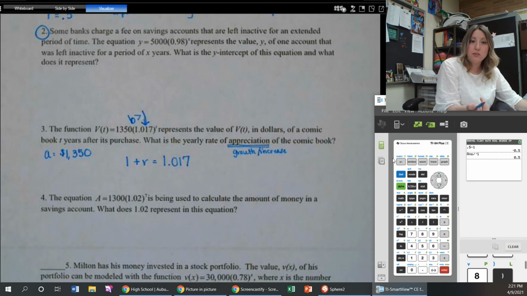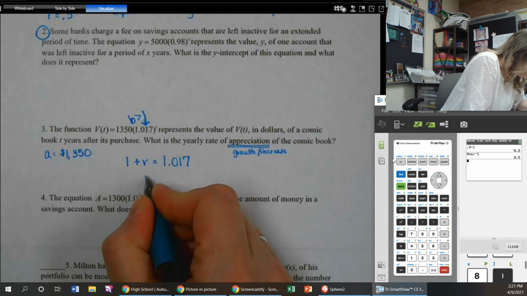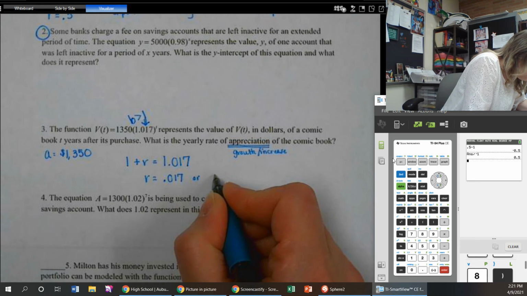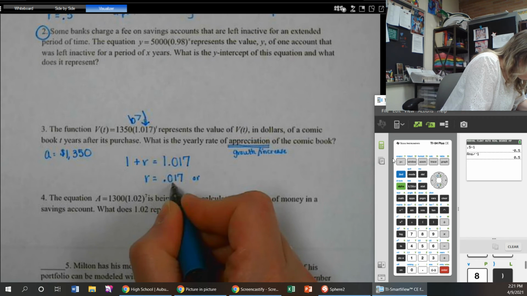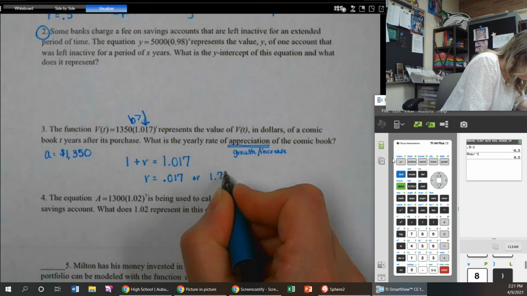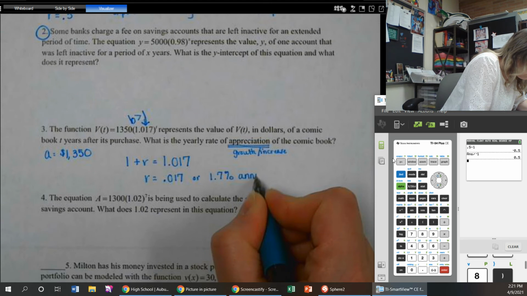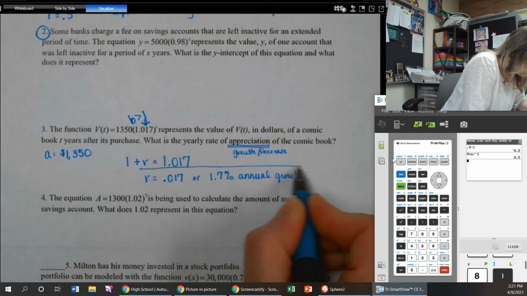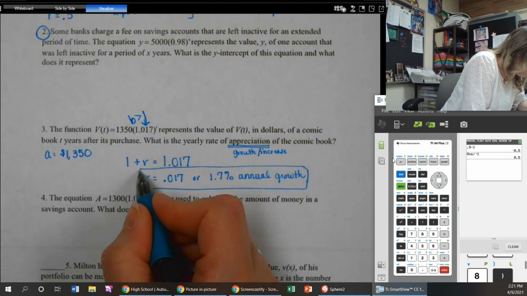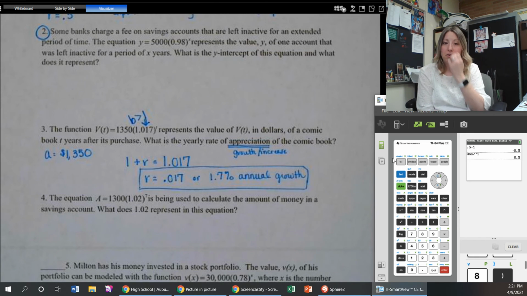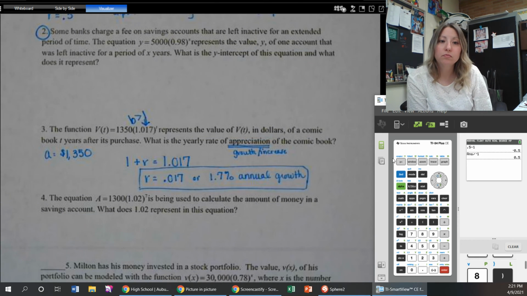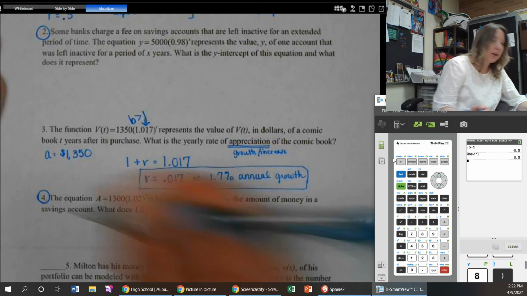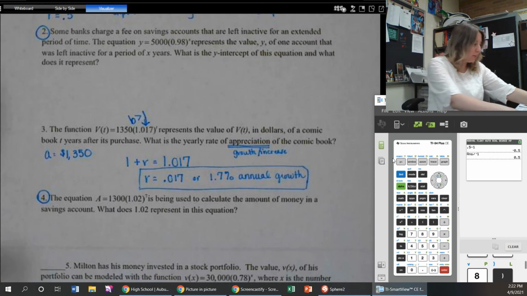Now what I do to both sides is I subtract 1 from both sides, and my rate is 0.017, or move this over twice, 1.7% annual growth. Annual being another word for yearly. I'll have you guys try number 4, and then I'm going to try number 5. All right, so here we go.